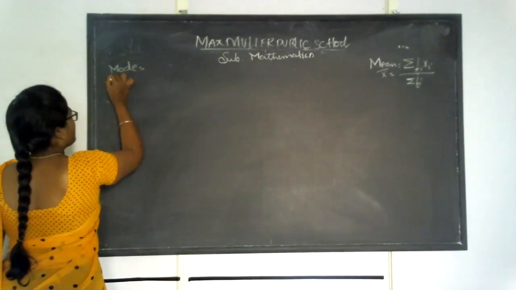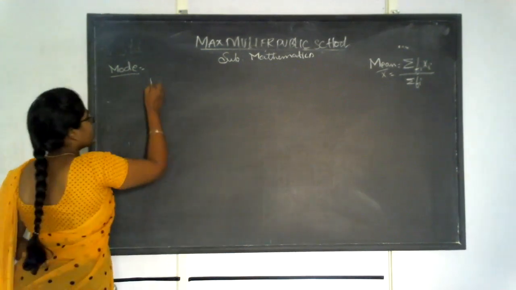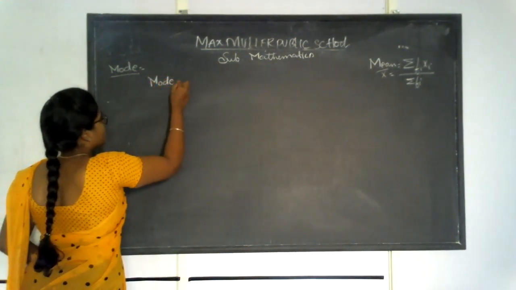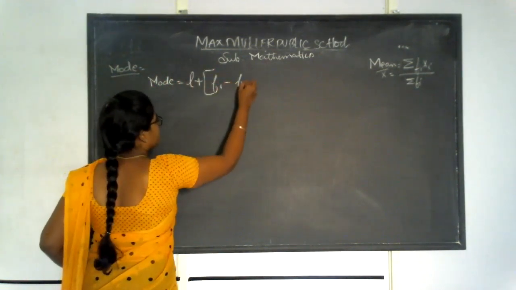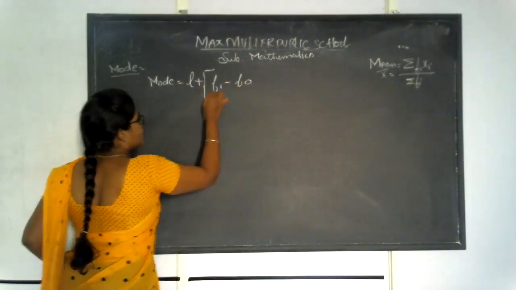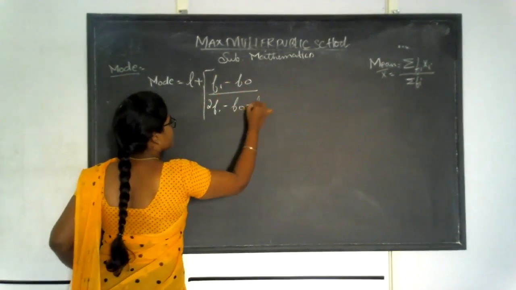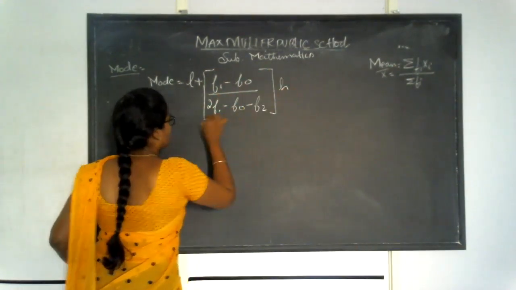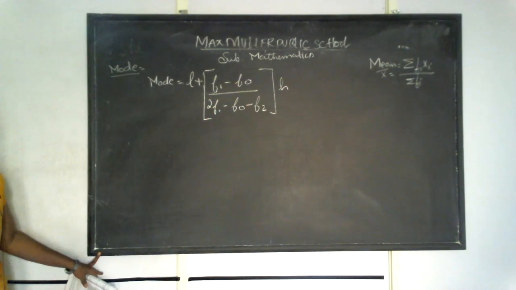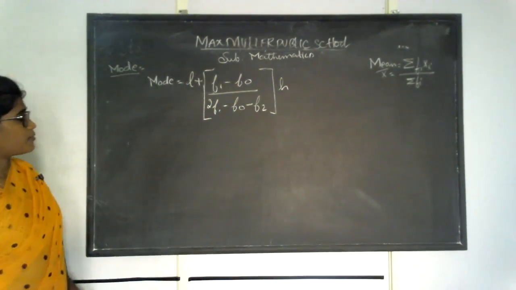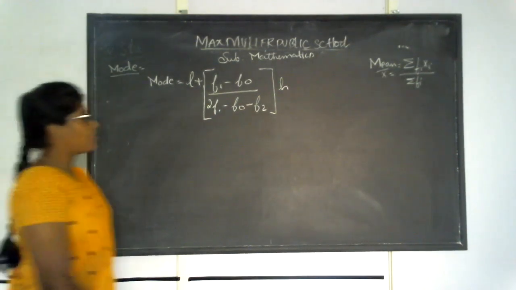What is the mode formula? In the introduction class of statistics, we had started with the mode formula. Mode is equal to L plus (F1 minus F0) divided by (2F1 minus F0 minus F2), into H. Correct? So this is the formula of mode.